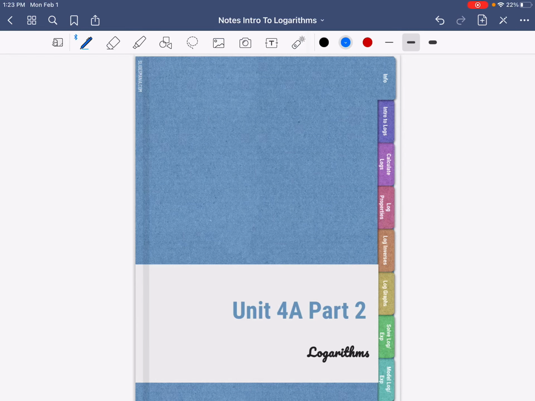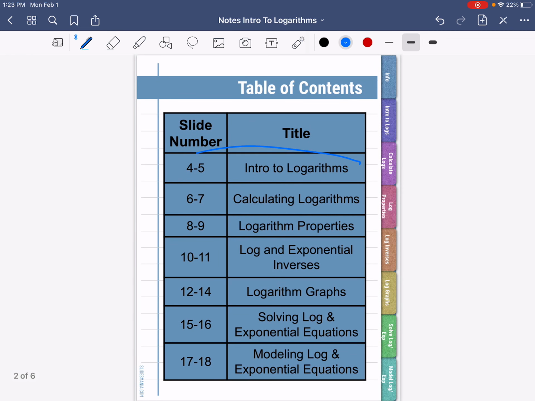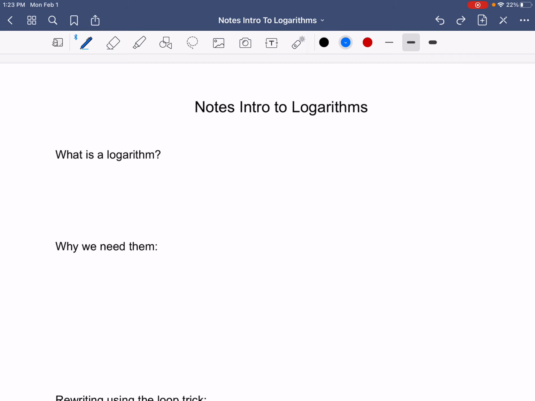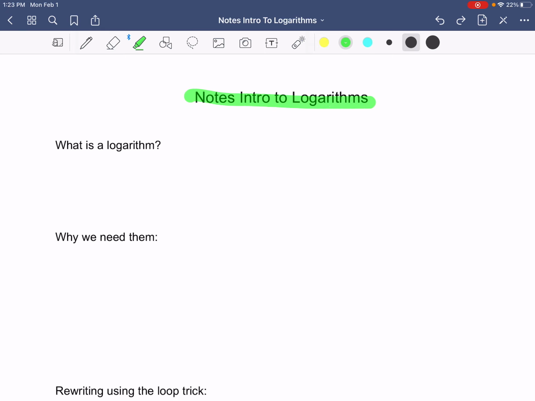Hi guys, this is our first set of notes in our Logarithms new digital notebook. Our table of contents is already filled in. Today we're going to be on slides 4 and 5. We're just doing our intro to logarithms. At the top of your paper, go ahead and start with your title, Notes, Intro to Logarithms.